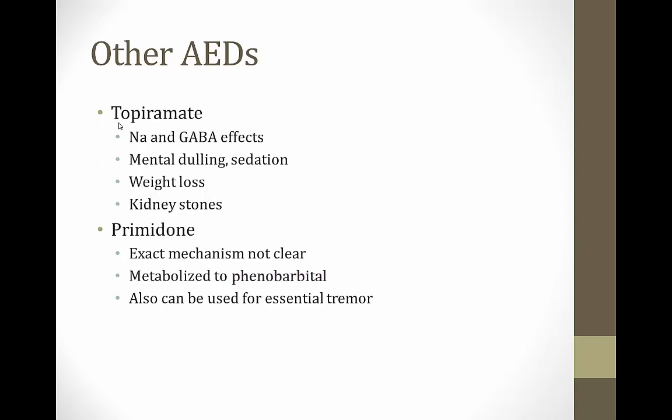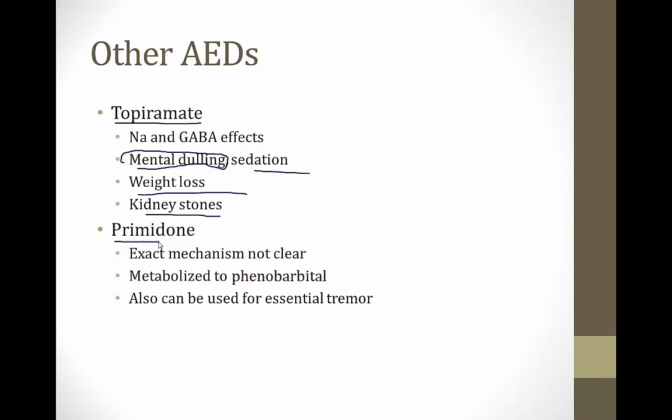The last two anti-epileptic drugs I'll mention are topiramate, which has both sodium and GABA effects. It's also used as a migraine drug. A side effect it has is mental dulling. Patients sometimes feel foggy on this drug. They can get sedated. It causes weight loss. And then topiramate is a weak carbonic anhydrase inhibitor, so you get more calcium in the urine when you take this drug, and that can increase the risk of kidney stones. Patients on topiramate are often told to keep themselves well hydrated to avoid stones.